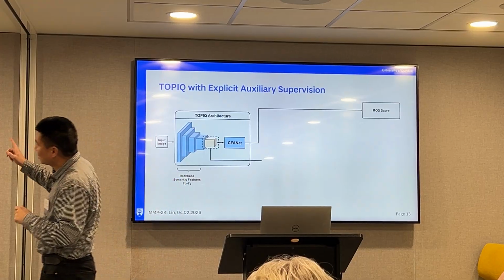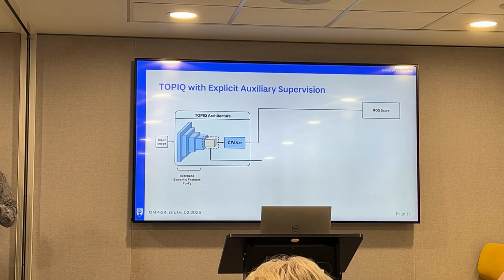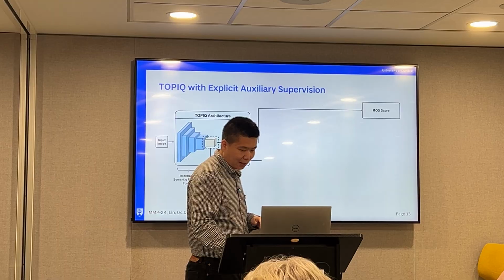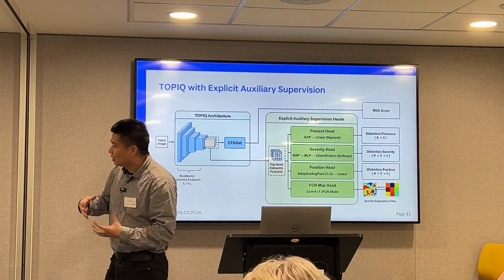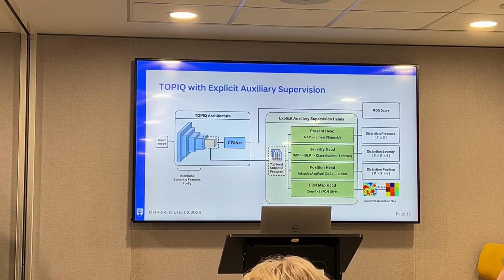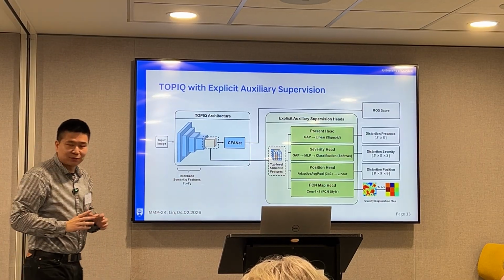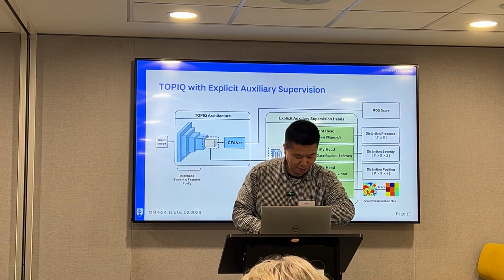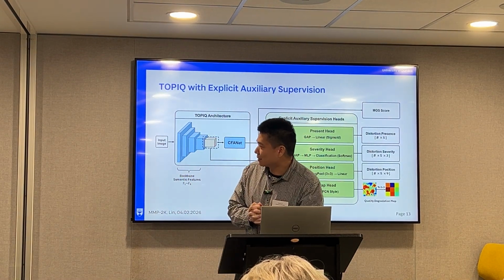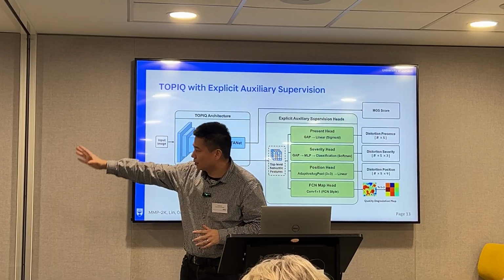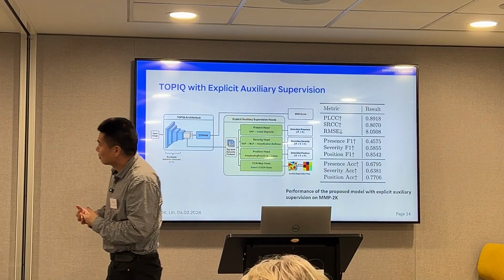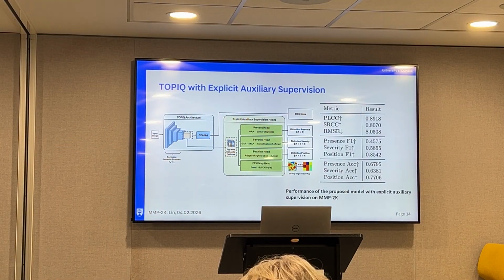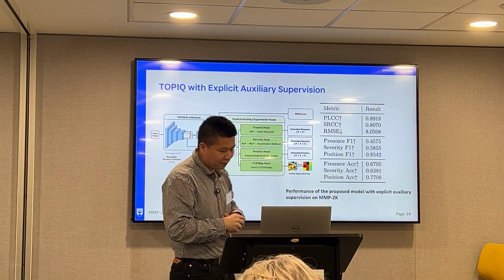And this is TOPIQ's architecture. The student said, now I have the information about the distortion type and distortion positions, then he encoded it in this way. I'm not going to talk about details because my time is already, I only have a few more minutes. This is how they encoded it, and the performance improves. You can see it already improves by about 5%, let's say 0.05.